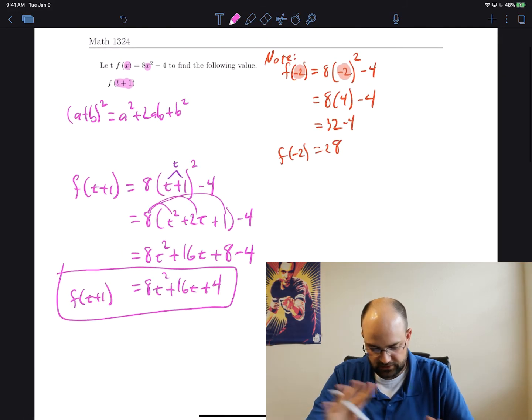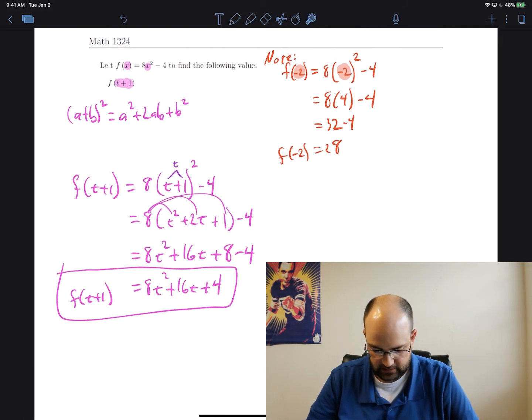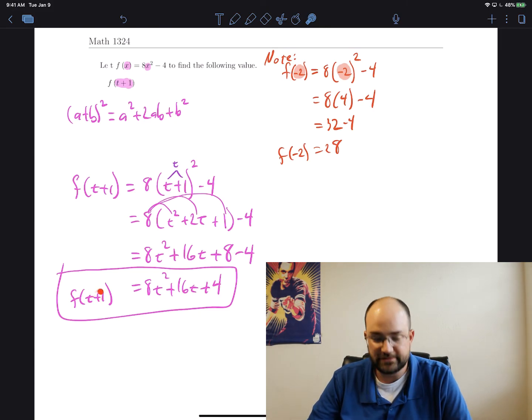And the interesting thing about this is that what goes in here doesn't necessarily have to be a number. In fact, often it won't be. Okay, so just one of the things to kind of get used to.